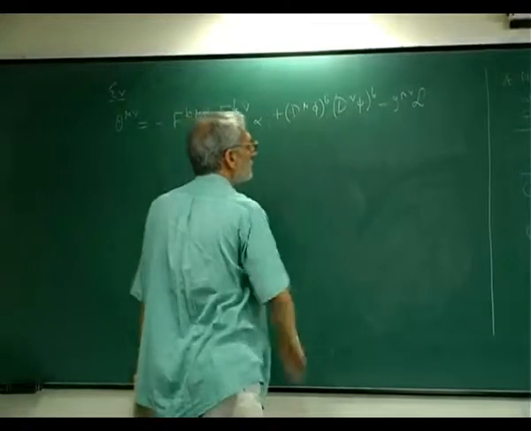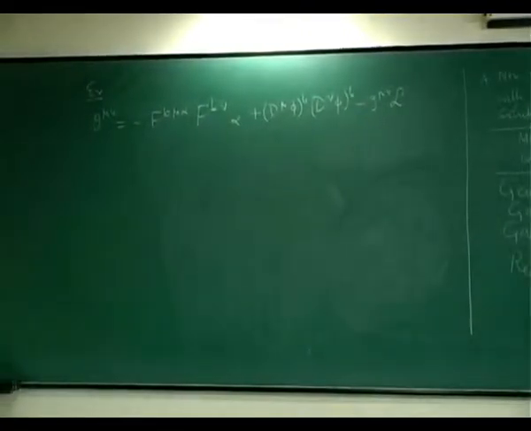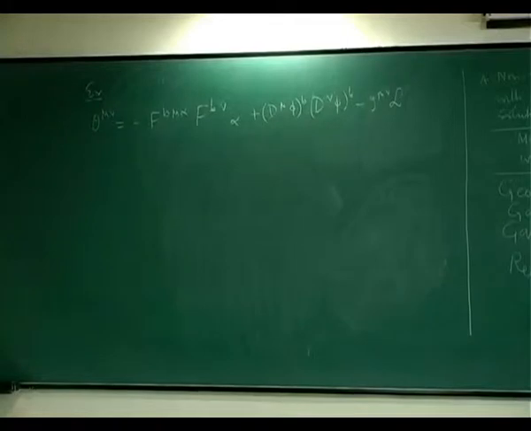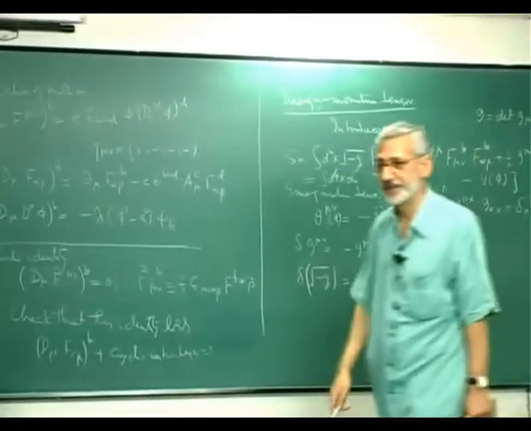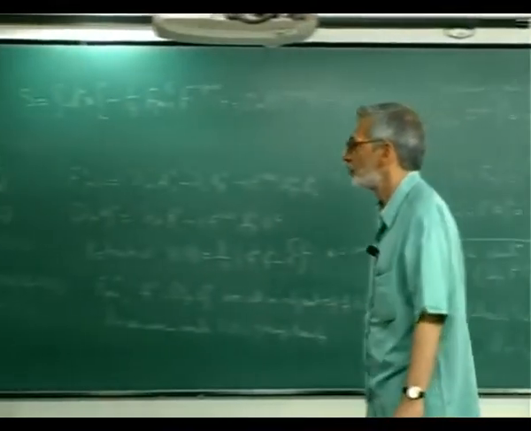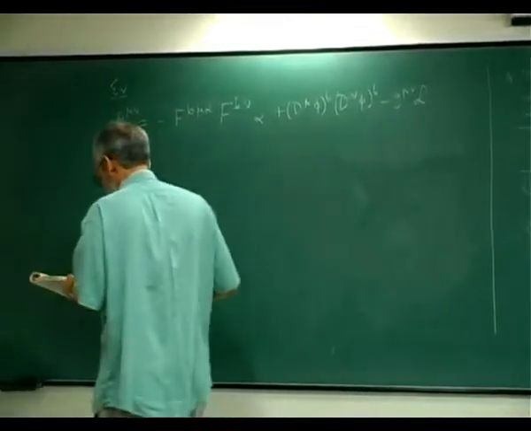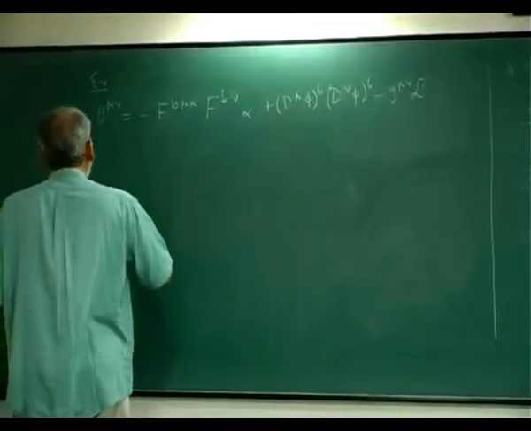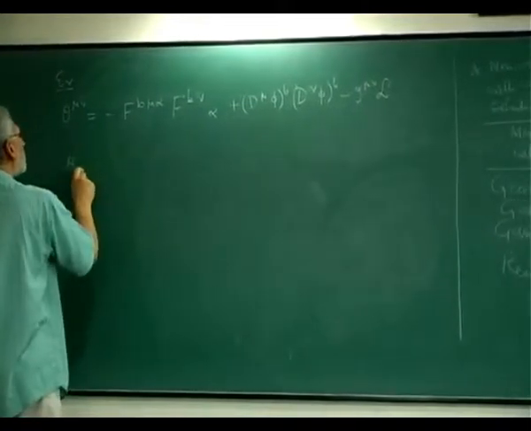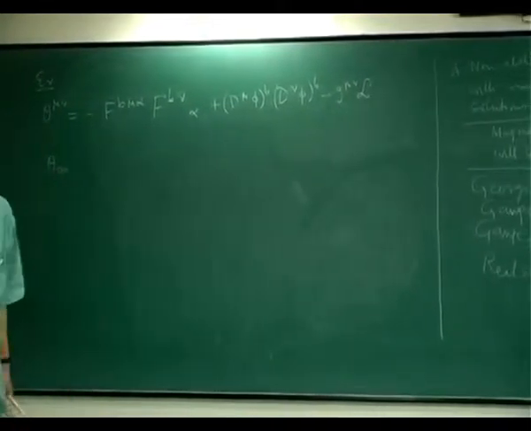These two parts come from the variation of these inverse matrix here and here. The last term comes from variation of the determinant G, G mu nu, Lagrangian density. And then just put back that Lagrangian density into this and calculate the 0, 0 component of that.